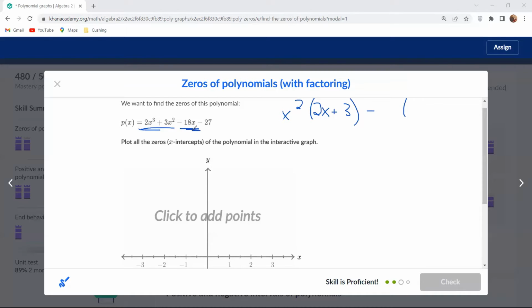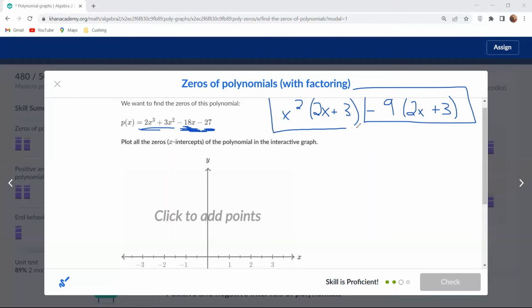You can also just think to yourself, what can I pull out of these two? And that would be -9. If you pull out -9, times what is 18x? That would be 2x. -9 times 2x is -18x, and -9 times +3 gives you -27. So this expression, -9 times 2x plus 3, is the same as -18x minus 27. And x squared times 2x plus 3 is the same as 2x cubed plus 3x squared. So again, we're not changing anything, we're just rewriting.